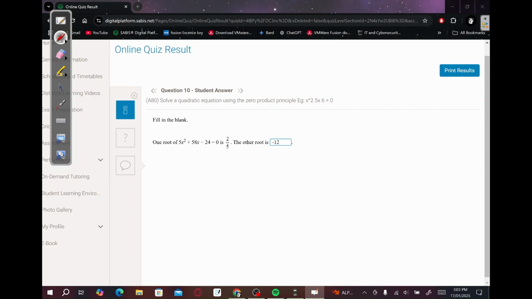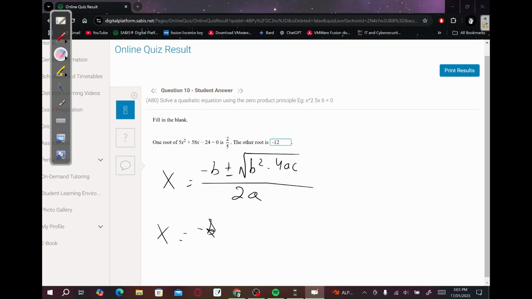What we'll do instead, we're going to solve using the quadratic formula. So x is equal to negative b plus or minus root b squared minus 4ac all over 2a. Okay, this is the quadratic formula. Now, simply, we're just going to substitute in our values. Negative 58. Oh, sorry, I put in b. 58 is b. Remember, a, b, and c.